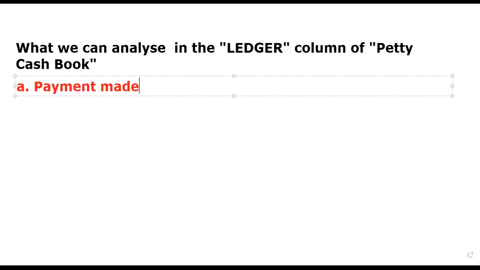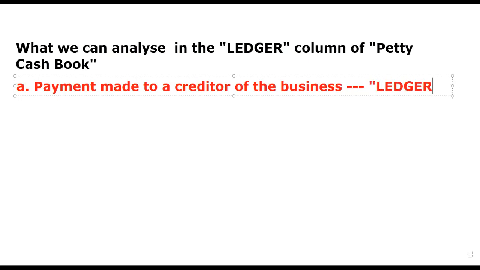Payment made to a creditor of the business. Right? If you have made a payment to a creditor of the business, that is analyzed in the ledger column. Okay? So in the petty cash book, if the business has made a payment to a creditor, it has to be analyzed in the ledger.